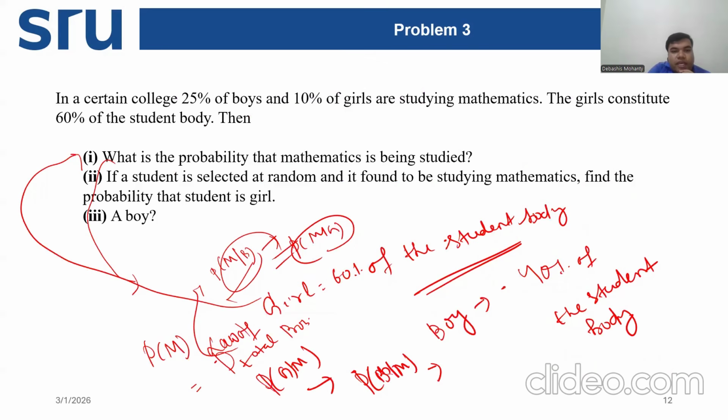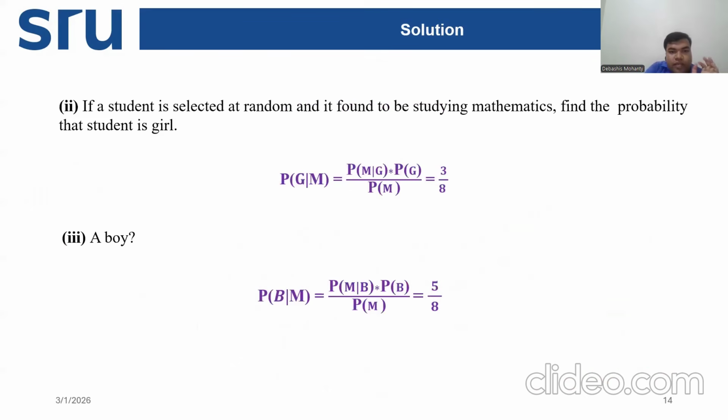Now coming to the second question. If a student is selected at random, so randomly we are choosing a student who may be a boy or a girl, and if the student is found to be studying mathematics, find the probability that the student is a girl. So randomly we first choose from the total students, then we need to calculate the probability that the student is a girl. So we need to calculate the probability of G divided by M. This is the reverse conditional probability. That is the Bayes formula we are applying here to calculate the girl student studying mathematics.